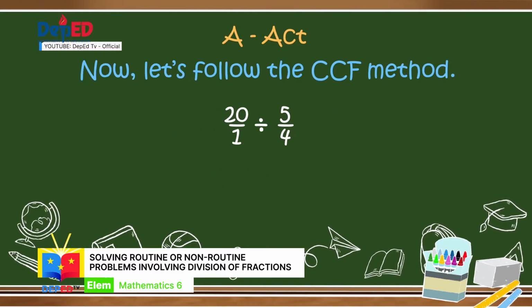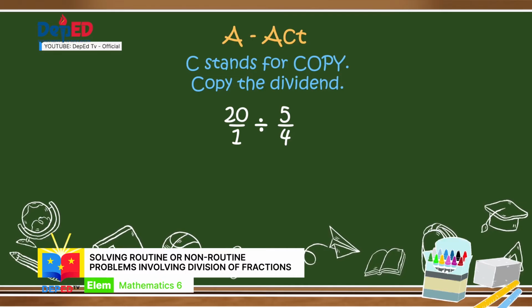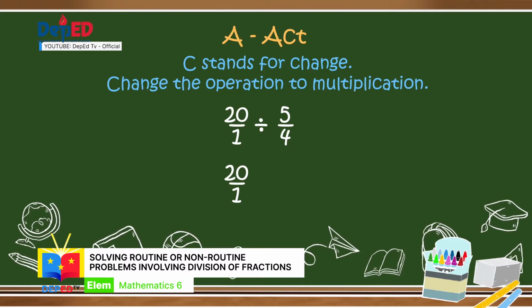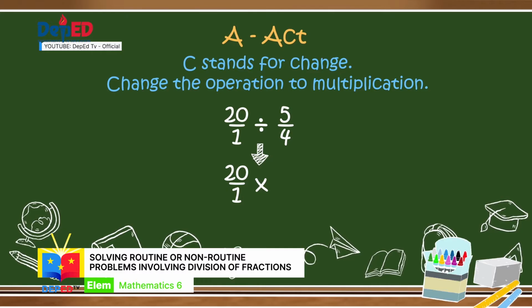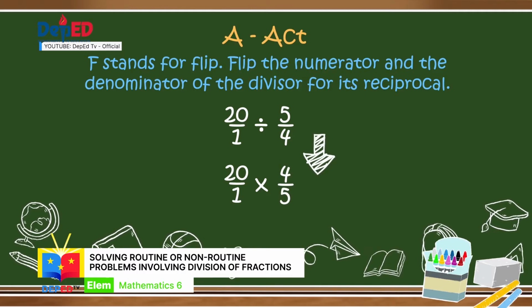Now, let's follow the CCF method. C stands for copy. Copy the dividend 20 over 1. Second, C stands for change. Change the operation to multiplication. F stands for flip. Flip the numerator and the denominator of the divisor for its reciprocal. The reciprocal of 5/4 is 4/5.